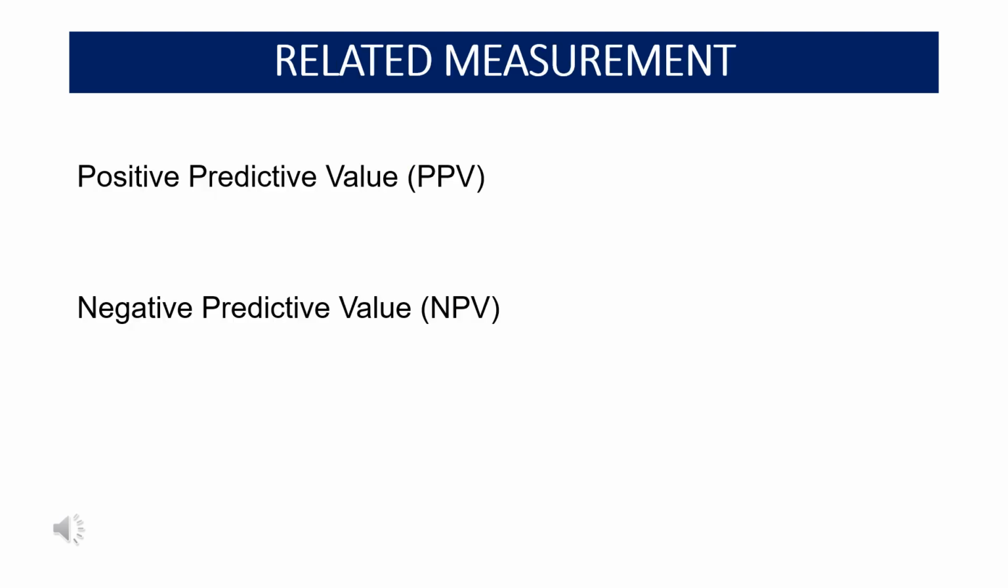Okay, finally, let's have a quick look at two related measurements in validity. The first one is positive predictive value and the second one is negative predictive value. They use the same information but look at it from a testing point of view. Let's use the same values that we used in our previous example for more understanding.